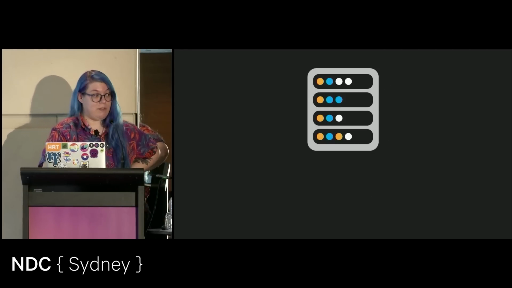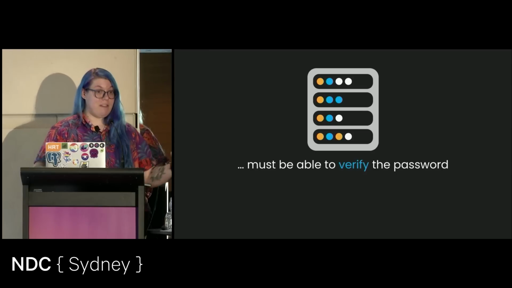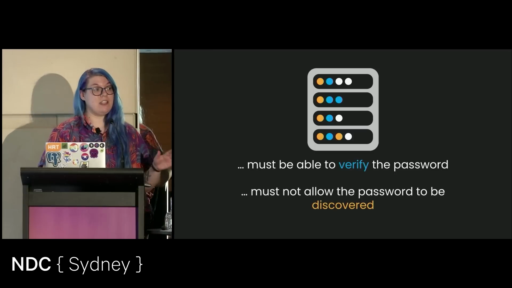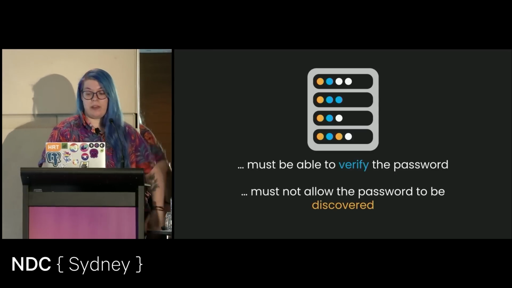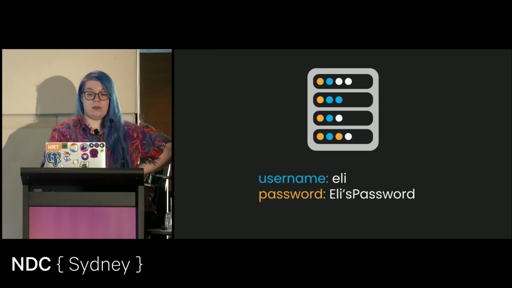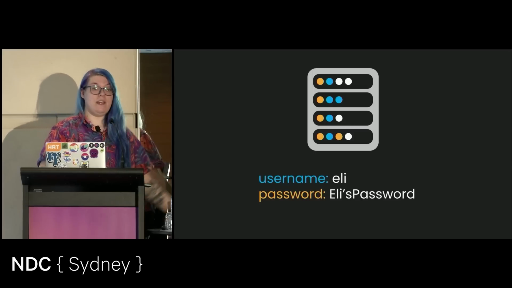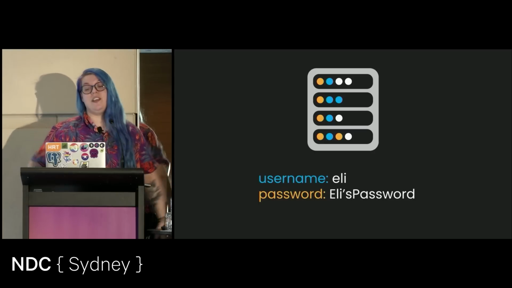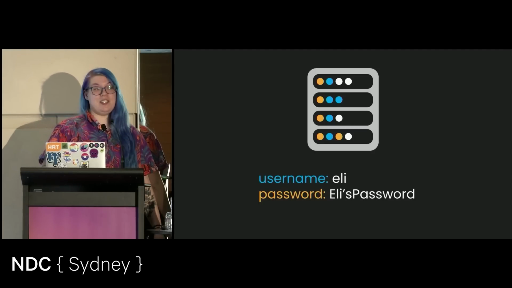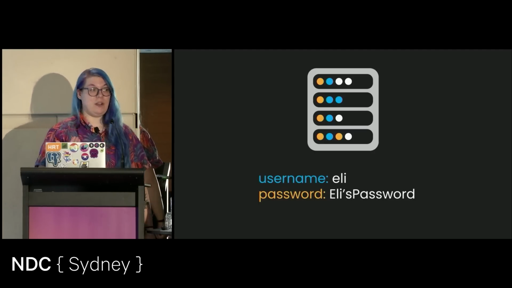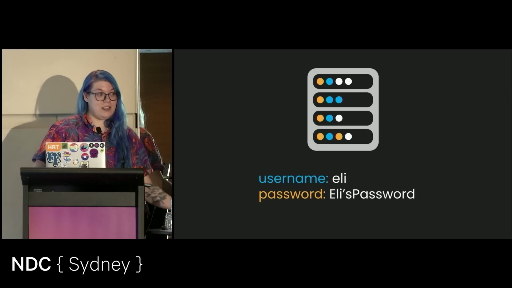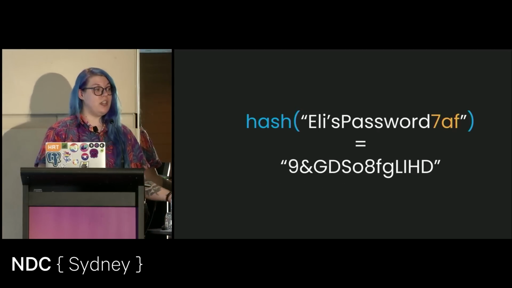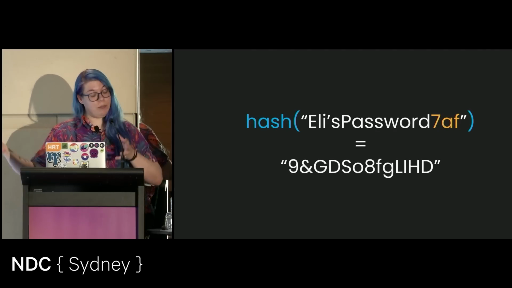The server has the following responsibilities. It must be able to verify the password in order for our authentication to work, but it has to protect the password from being disclosed. In a naive world, we might store records like this. Username and password. Fantastic. The server gets the password, checks it against the records that it has. All is well and good. But then when our server is breached, all of these identities are immediately compromised. Fortunately, there is an answer to this, and it is hash functions. Hash functions are one-way functions that can take an input and produce a unique output.